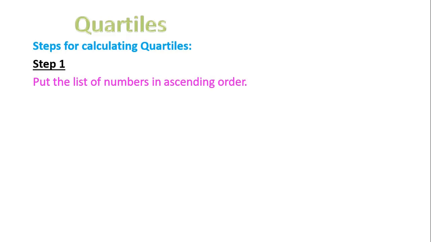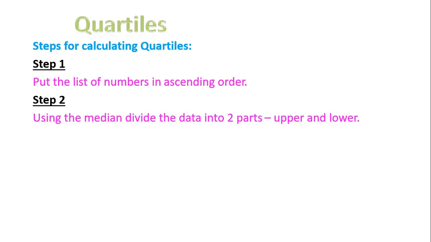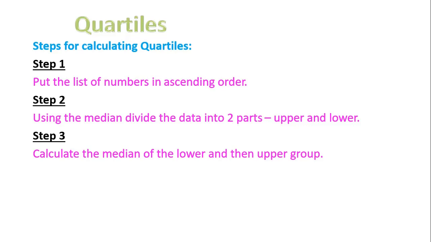If we understand quartiles, there's a process to working it out, and we use 3 steps. So, steps for calculating quartiles. Step 1: put the list of numbers in ascending order, in other words, smallest to biggest. Sometimes the question will be given to you with the numbers in that order already. However, if they aren't, you have to put them in ascending order. Step 2: using the median, divide the data into 2 parts, an upper and a lower part. So we find the median of the data and we divide it into an upper part and a lower part. Step 3: calculate the median of the lower part and then calculate the median of the upper part.